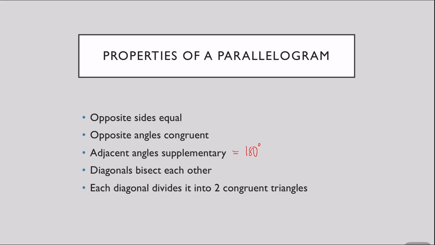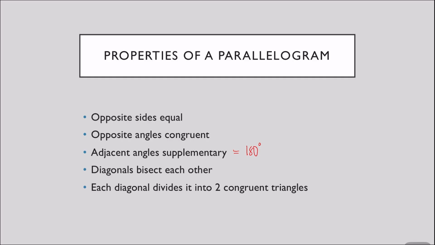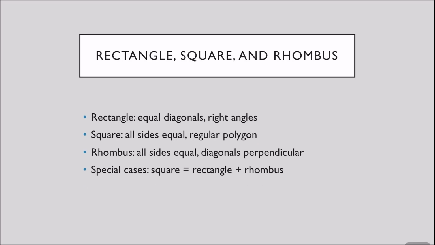Okay, we now go to the next one. So let's have rectangle, square, and rhombus. A rectangle has equal diagonals and has right angles inside. So what is its difference with the square? A square is the same as a rectangle, but all sides are equal. If all sides are not equal, but they have the same equal diagonals and right angles for the interior, then it's just a rectangle.